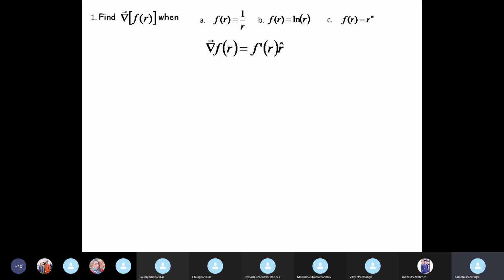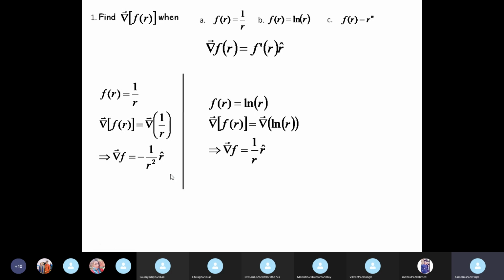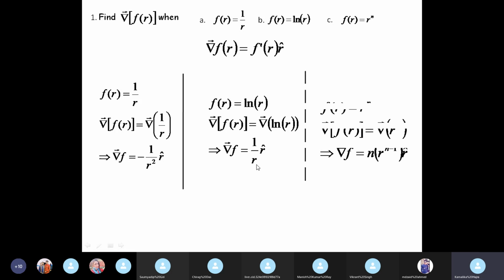This is the formula. So for 1 by r, f prime r will be minus 1 by r square, and r cap. Similarly, f(r) is ln r. So grad f will be f prime r, which is 1 by r, and r cap. f(r) is r to the power n. So f prime r is n r to the power n minus 1 and r cap.